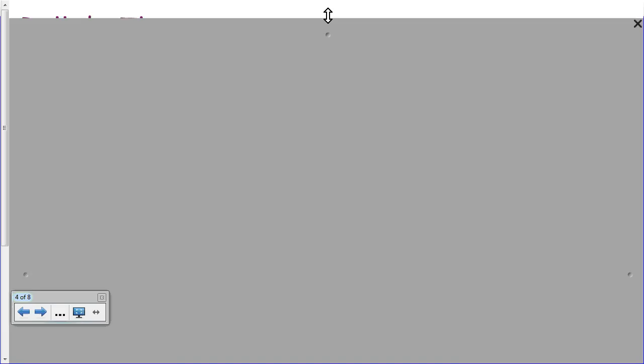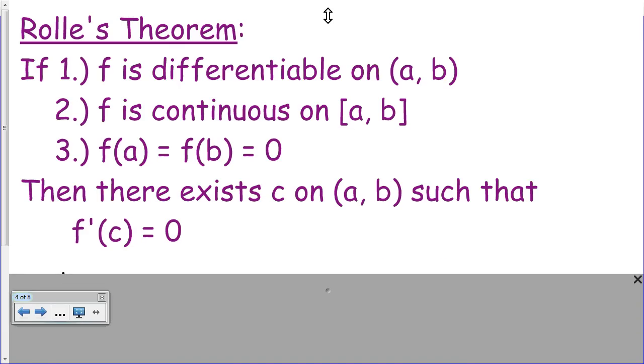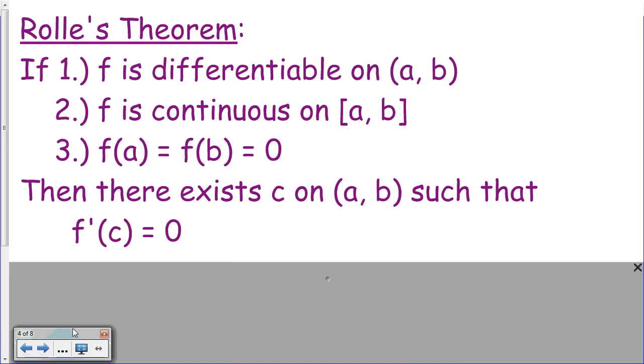All right. Let's take a look at the next theorem here. The other theorem was called Rolle's theorem, and Rolle's theorem actually looks very similar to the mean value theorem. In fact, the first two conditions you have to meet for Rolle's theorem are the same as for the mean value theorem. That's a nice thing. The first condition says f is differentiable on the open interval from a to b, which means you don't include the endpoints. The second condition is that f is continuous on the closed interval from a to b. That means you do include the endpoints.